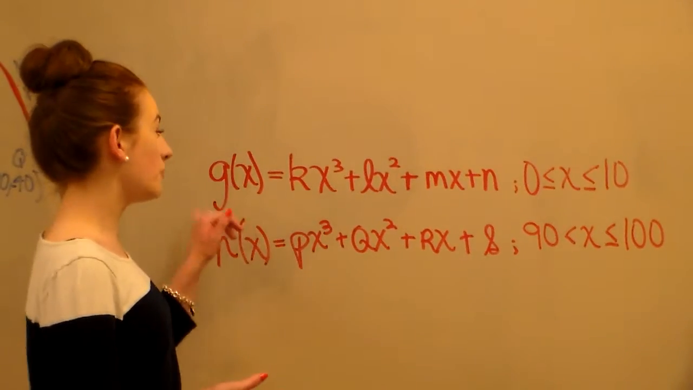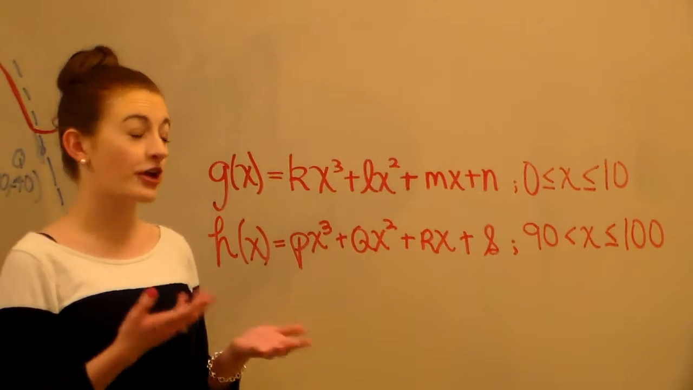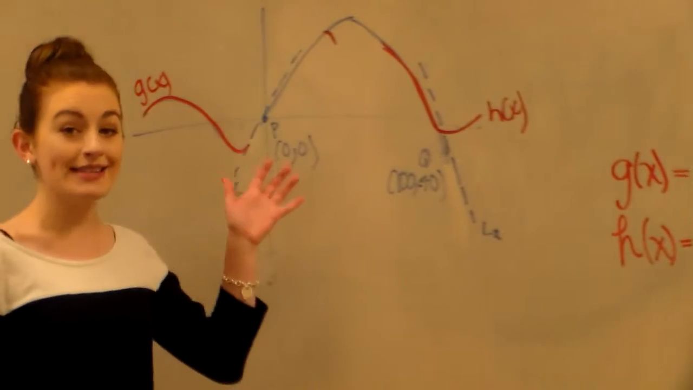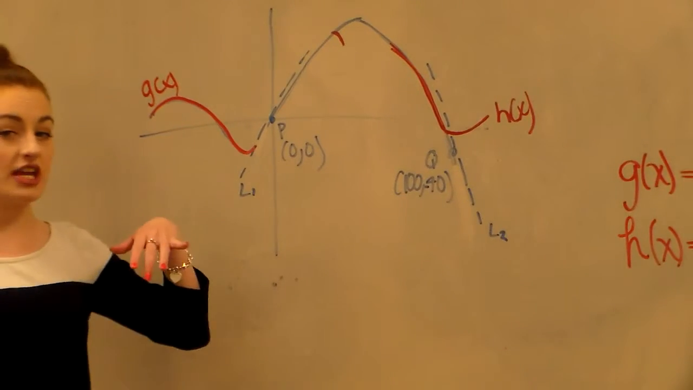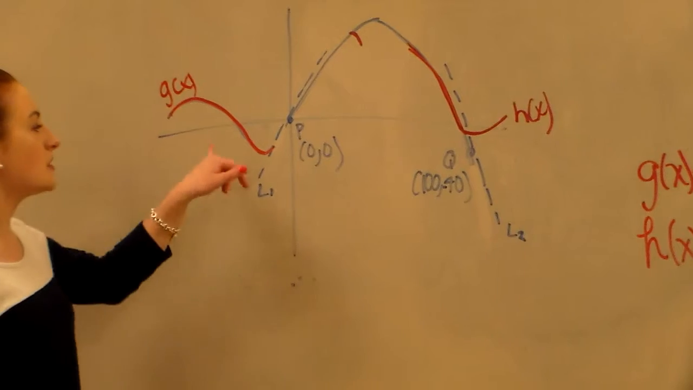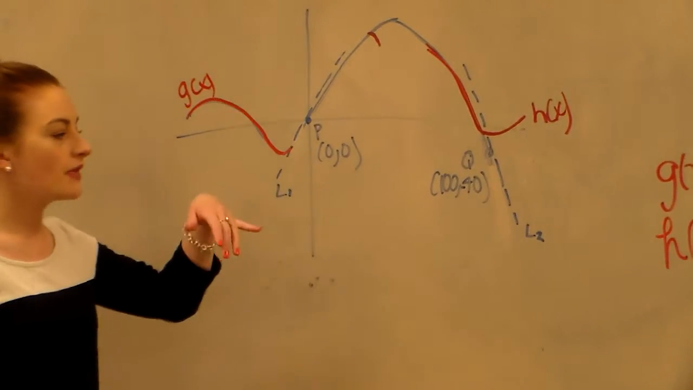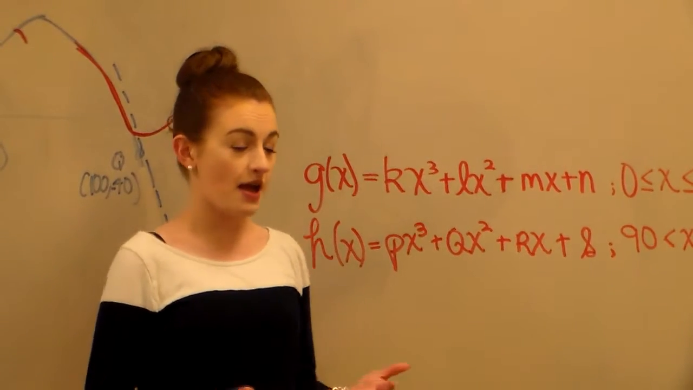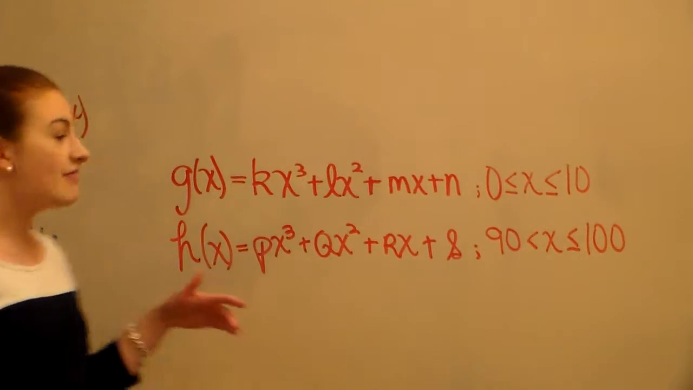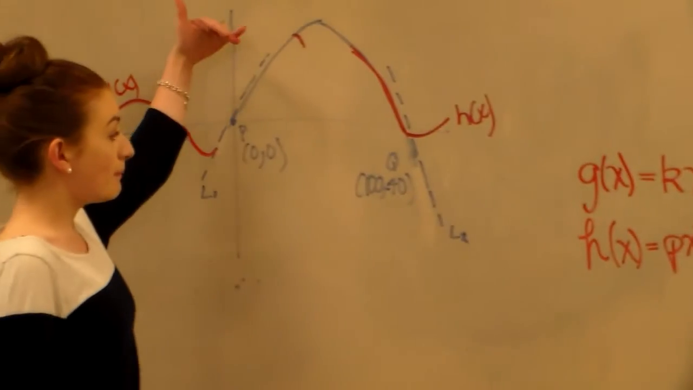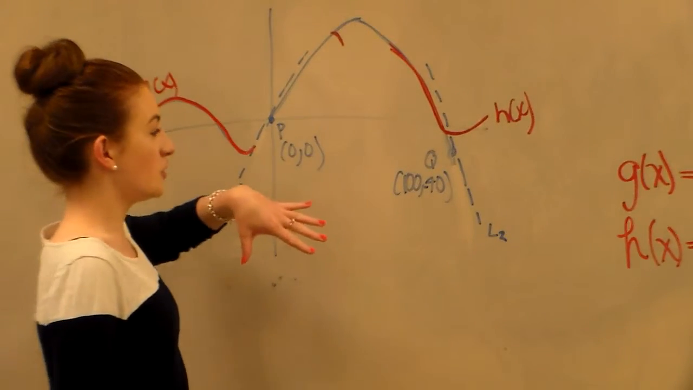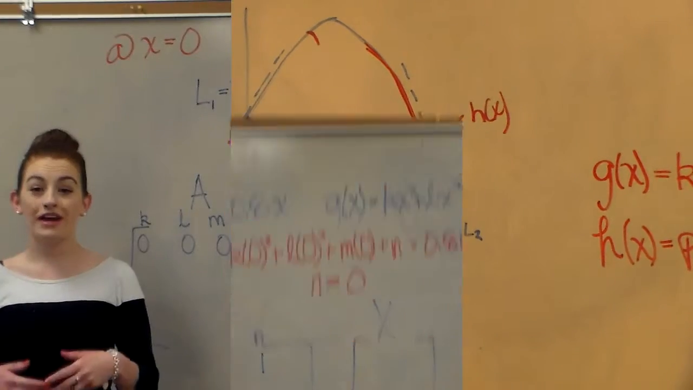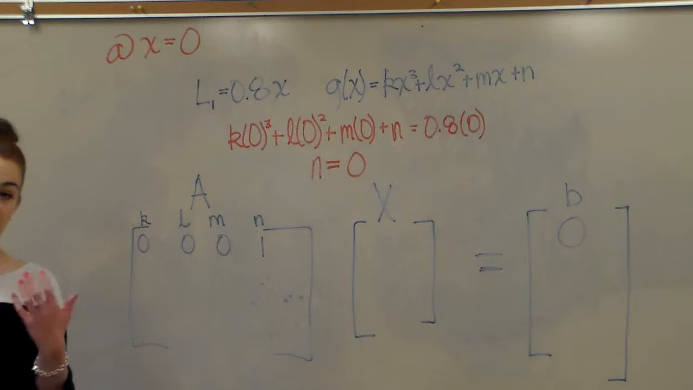Okay, so the bounded interval for g of x is greater than or equal to 0, but less than or equal to 10. And this x value ends at 10 because at this point the cubic function is starting to descend, but we want it to smoothly transition into the parabola. And for h of x, the bounded interval is x greater than 90, but less than or equal to 100. And this is because the second cubic function is starting to ascend, but we want it to smoothly transition into the linear equation. Okay, so we have 11 unknown variables that we need to solve for.